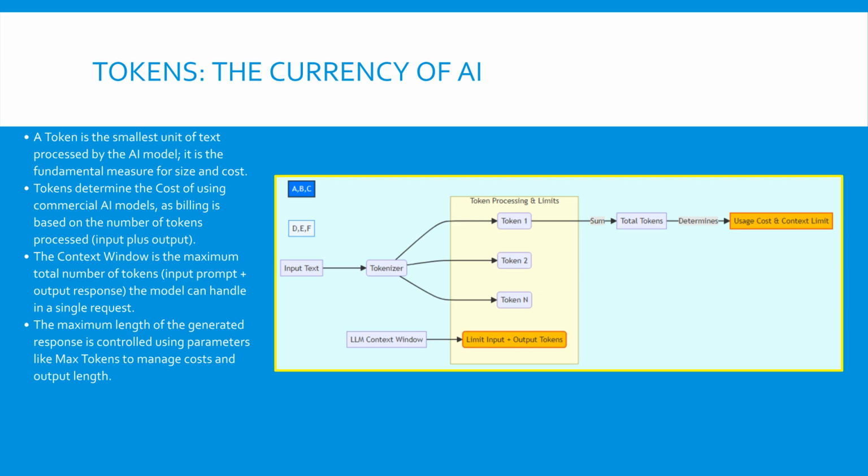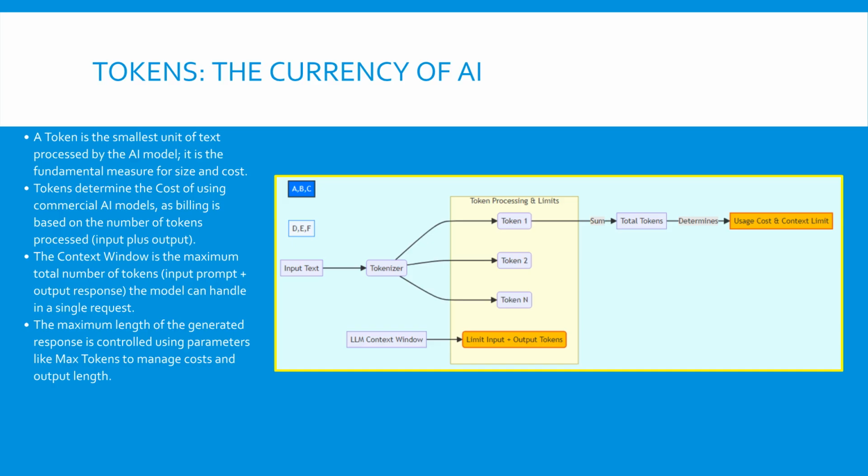Second, tokens define the context window, which is the absolute maximum size of the conversation history and prompt the AI can look at during a single interaction. If your prompt and history exceed this limit, the model cannot process the request. Developers control output size using options like max tokens, which limits the AI's generated response to prevent large, costly, or unwieldy outputs. Mastering tokens is key to efficient and cost-effective AI development.